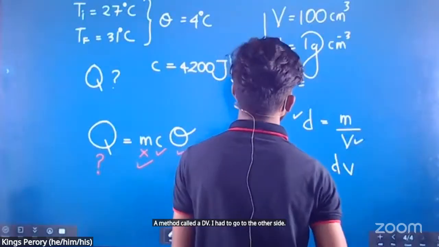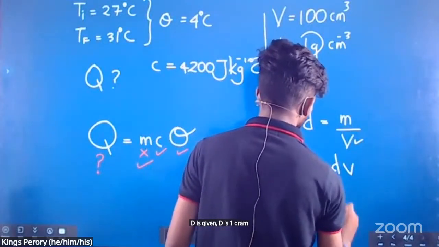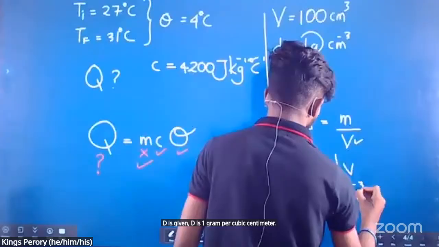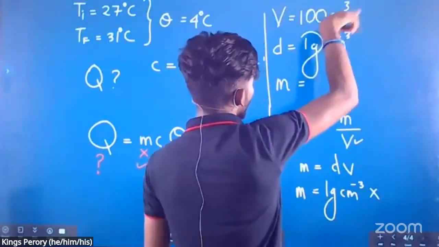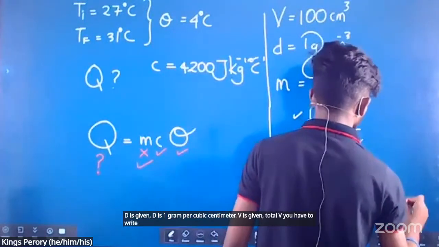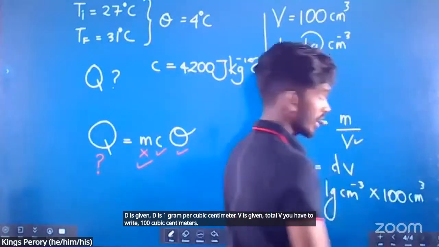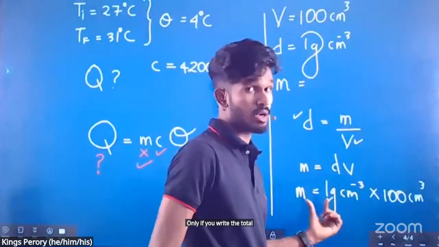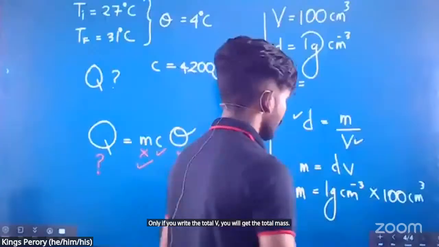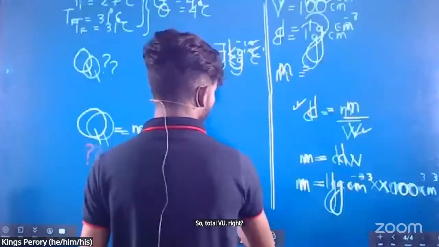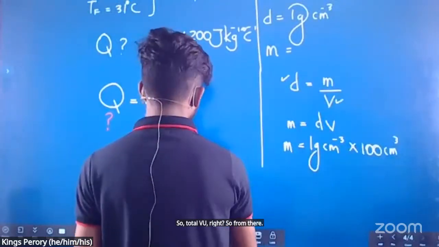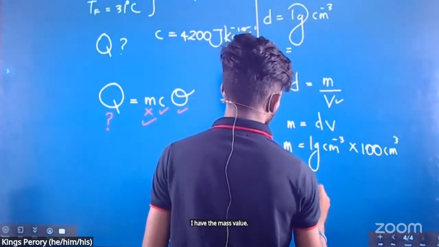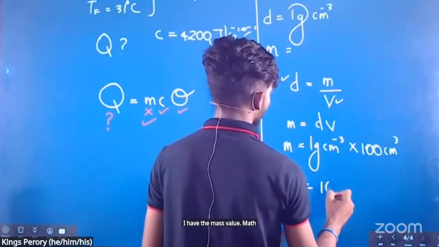D is given. D is 1 gram per cubic centimeter. V is given. Total V you have to write, 100 cubic centimeter. Only if you write the total V, you will get the total mass. So from there, I have the mass value. Mass is 100 into 1 is 100.